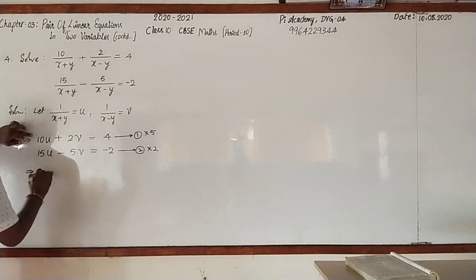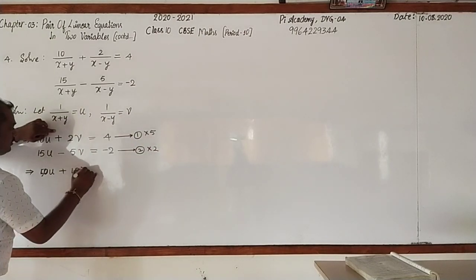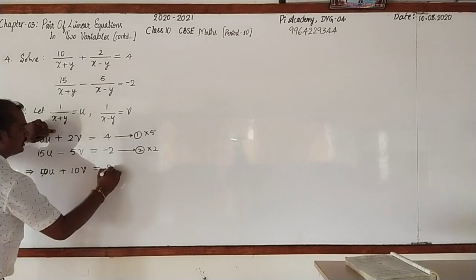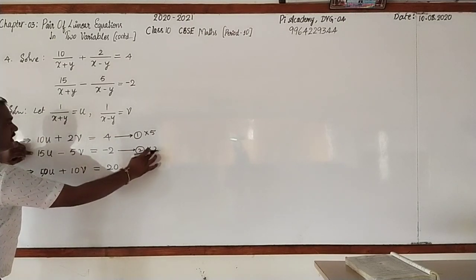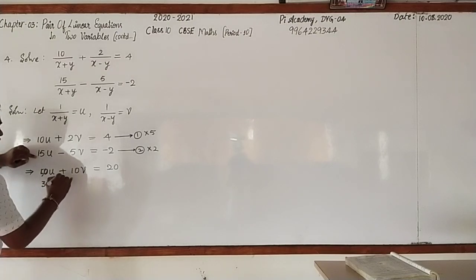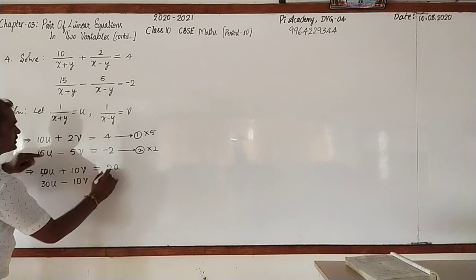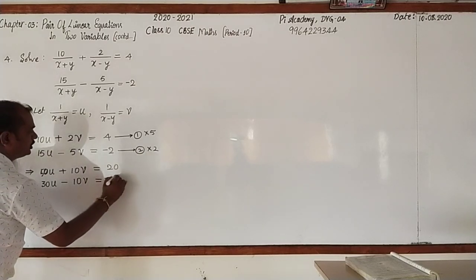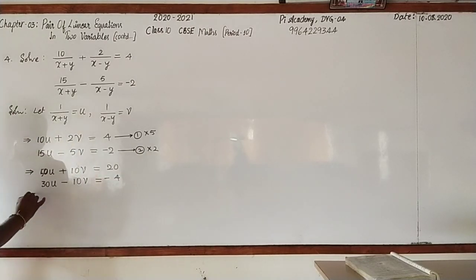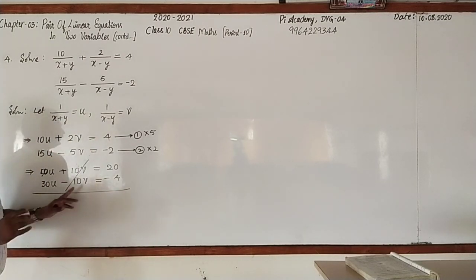5 into 10. It is 50. 50u plus 5 2s are 10v. 5 4s are 20. Next, second equation by 2. 2 15s are, it is 30u minus 2 5s are 10v. This is equal to 2 into minus 2, it is minus 4. Now you may go for changing the sign. Plus 10v minus 10v, get cancelled.